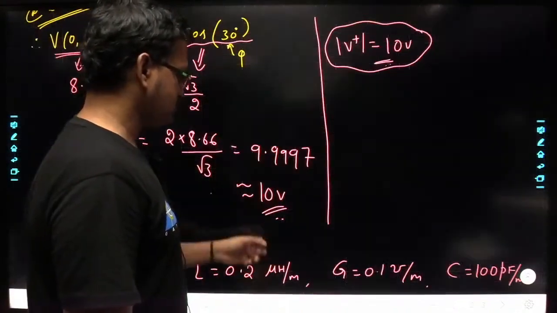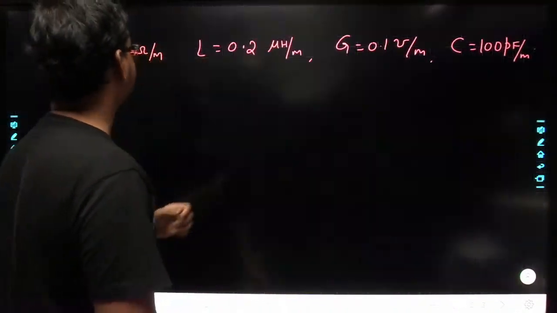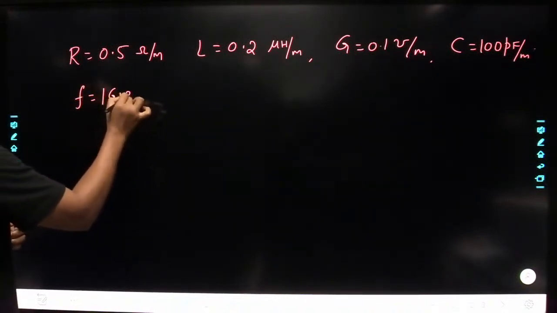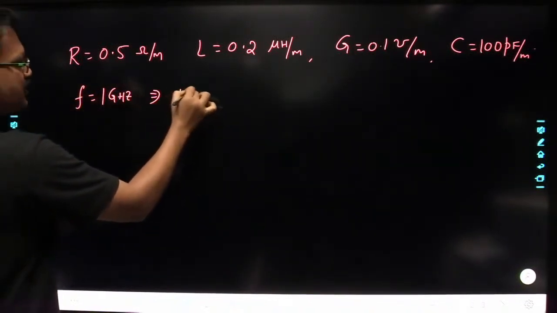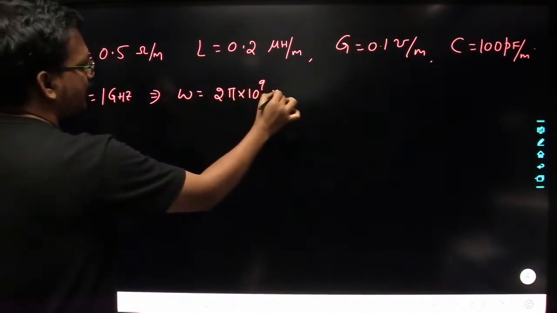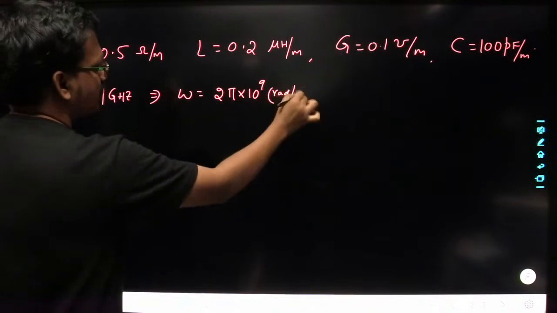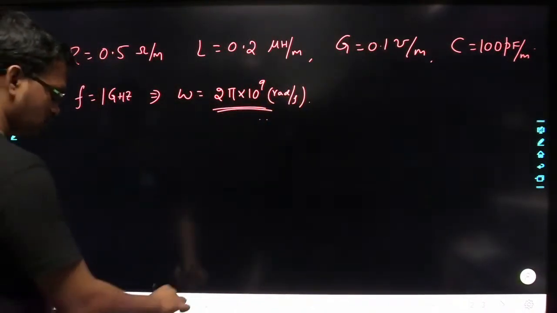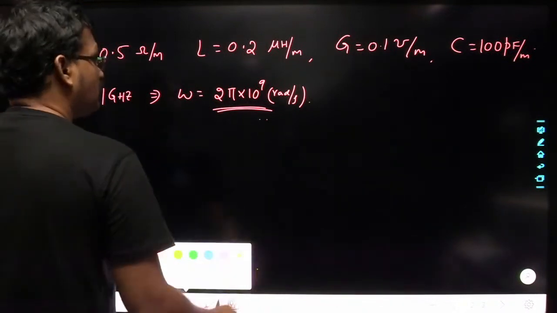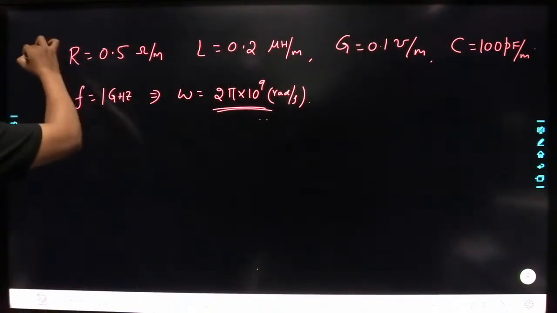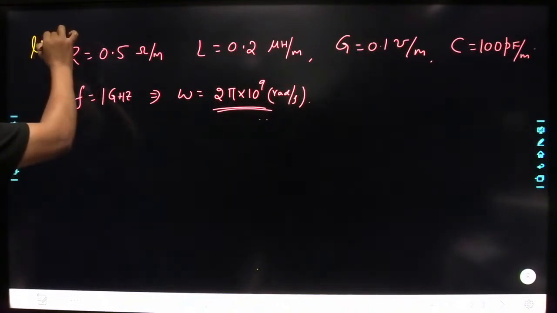And frequency is 1 gigahertz. This implies omega is equal to 2 pi into 10 to the power of 9 radian per second. Okay. So see here, this is nothing but a lossy transmission line. Yes or no? Lossy transmission line.